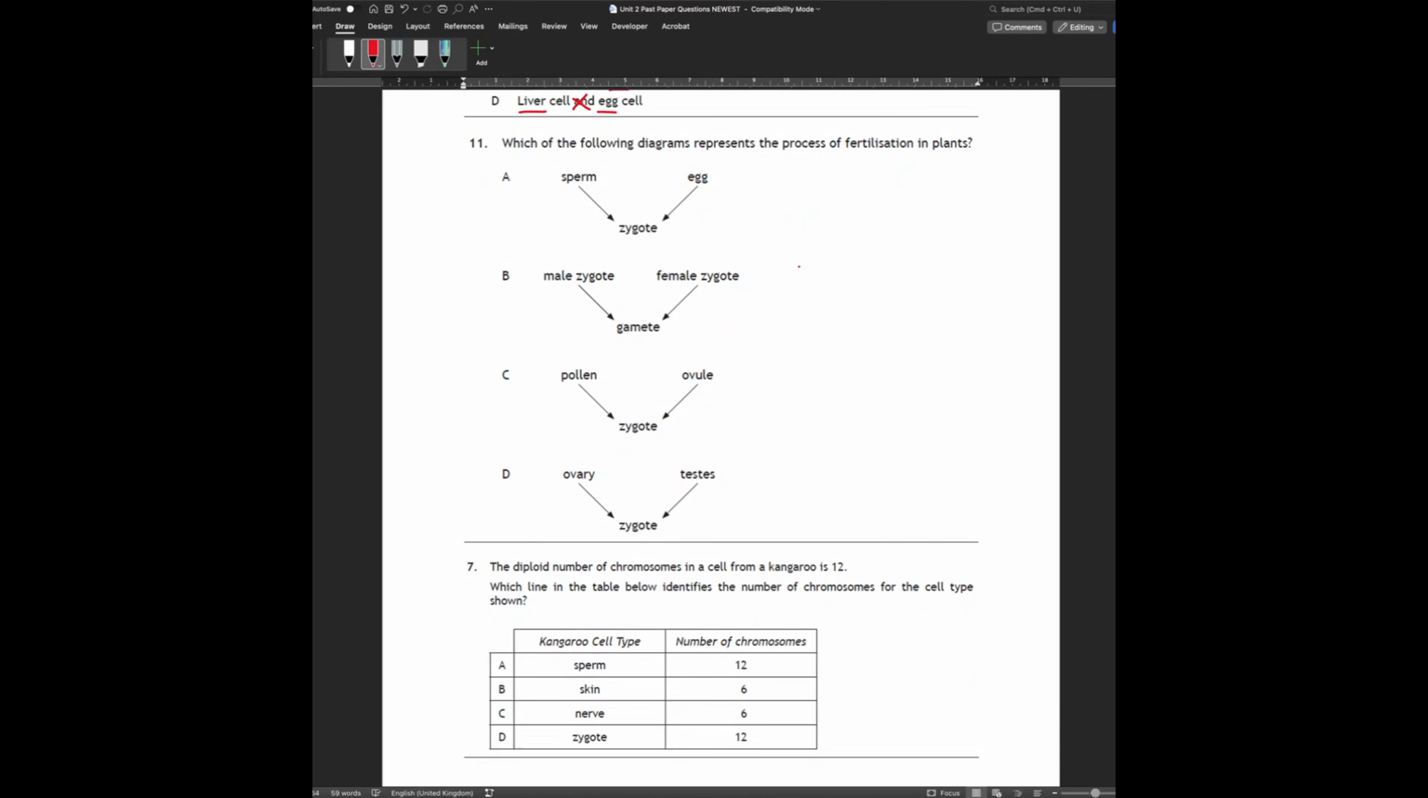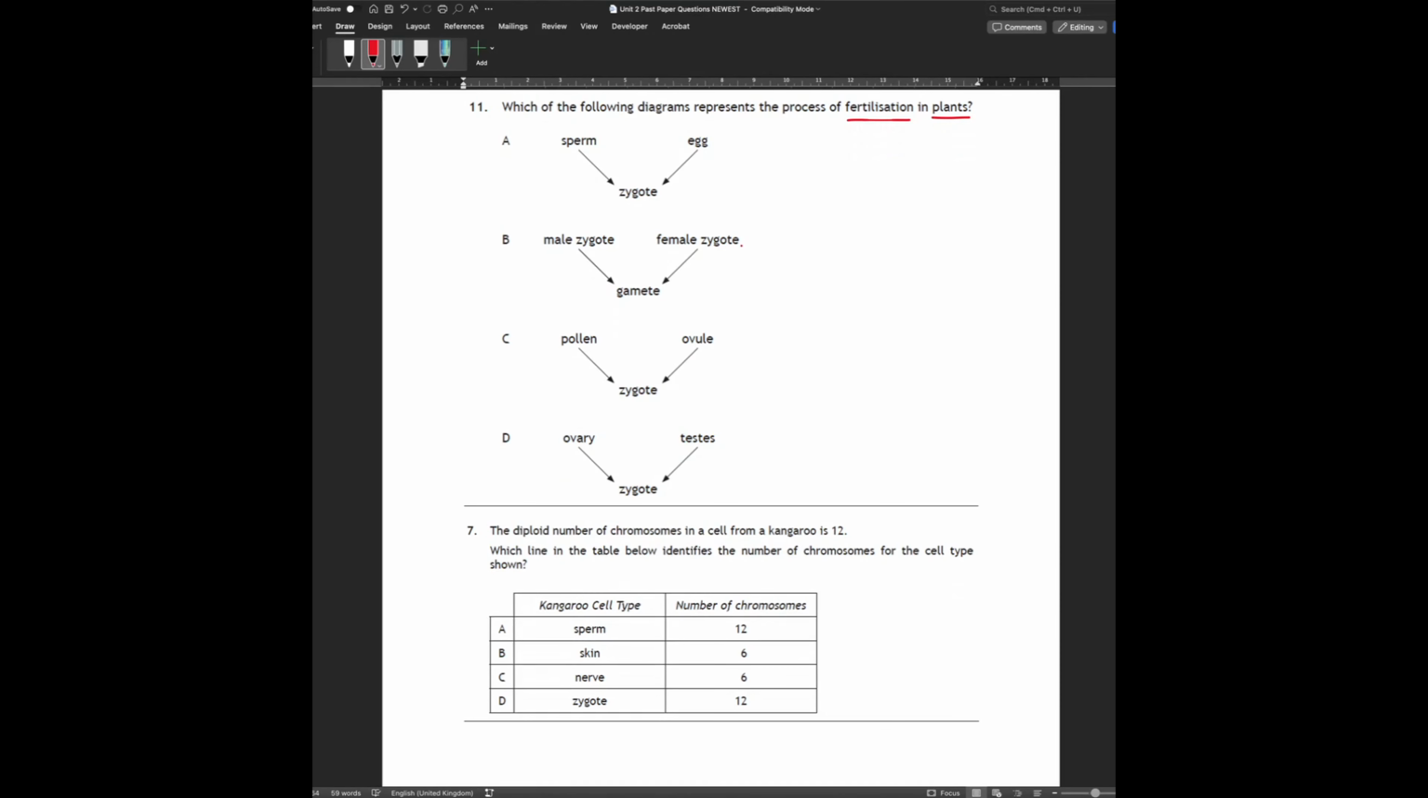Okay, question 11. Which of the following diagrams represents the process of fertilization in plants? So this is fertilization, but in plants. Now, we know that in fertilization, the nuclei of the haploid gametes fuse together to give us a diploid zygote. If we have memorized that phrase, that should hopefully be easy to apply here. What is formed from fertilization is a diploid zygote. So we get zygote there, there, and there. So it's one of those three straight away. We know that a gamete's not formed, so we can score that one out. We know it's not B.